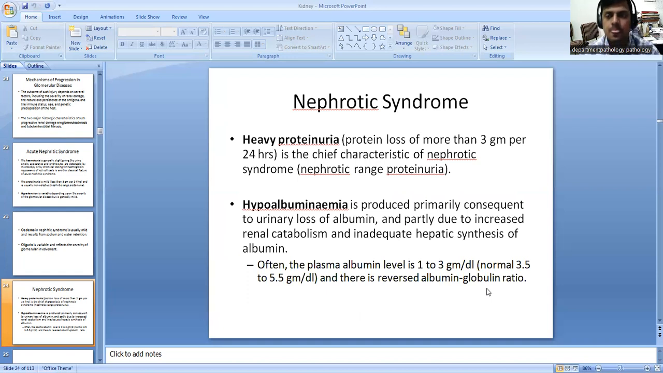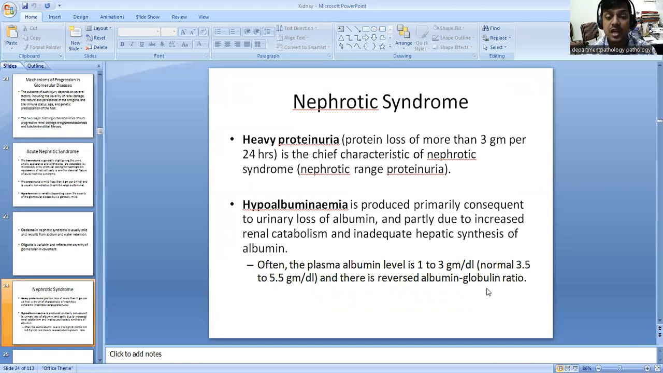Nephrotic syndrome, heavy proteinuria. That is loss of protein more than 3 gram per day or per 24 hours is the chief characteristic feature of nephrotic syndrome. That is nephrotic range proteinuria. Less than 3 gram per day is not nephrotic range proteinuria. This is the nephrotic range proteinuria, more than 3 gram per day.